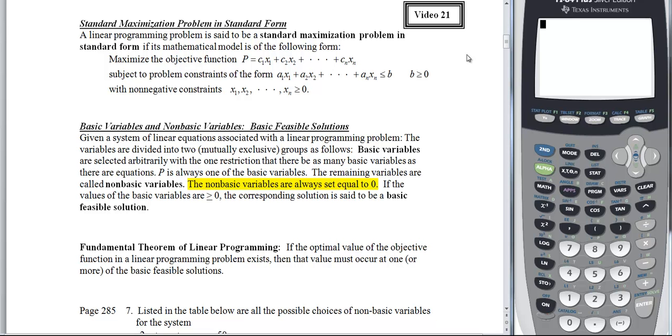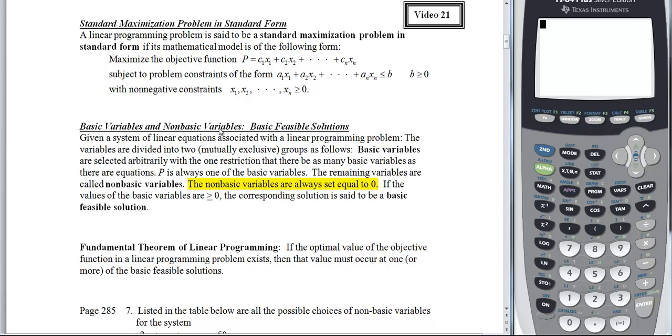We've got some definitions that we need to look at before we actually start doing some of these problems. The first type of problem we're going to be working with are called standard maximization problems in standard form. Our linear programming problem is said to be a standard maximum problem in standard form if its mathematical model is of the following form. We're trying to maximize the objective function subject to problem constraints of this form, where I've got less than or equal to type linear constraints. All my variables have got to be greater than or equal to 0. So these are types of problems that we've seen before when we were graphing in the other chapter.